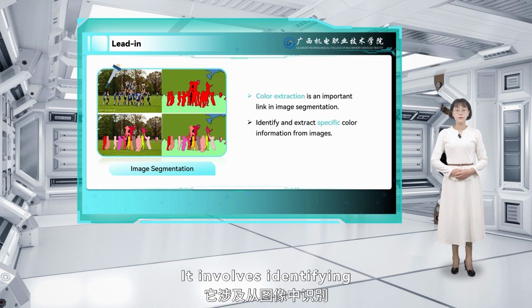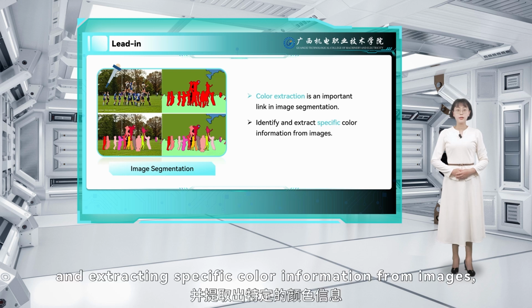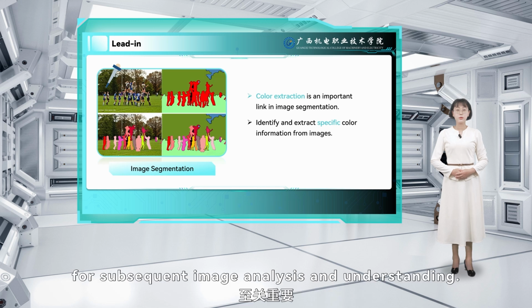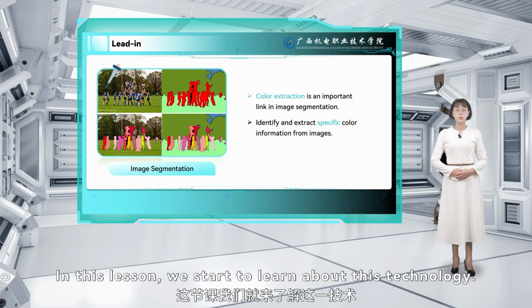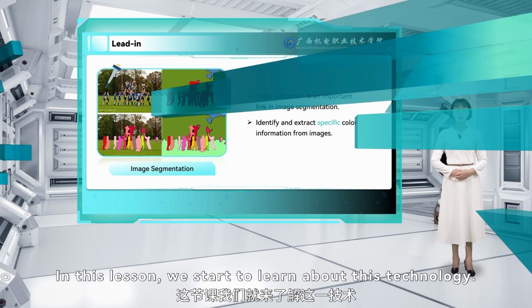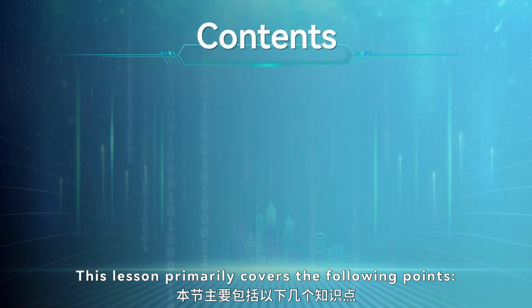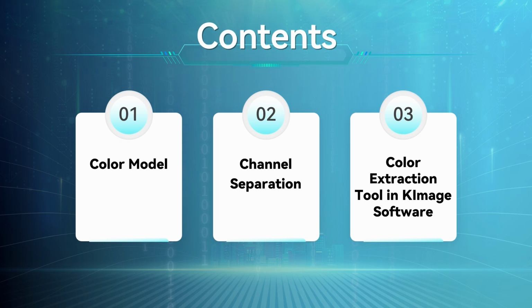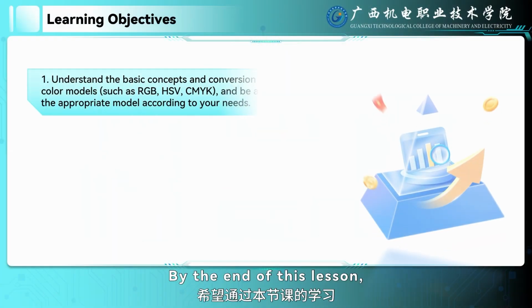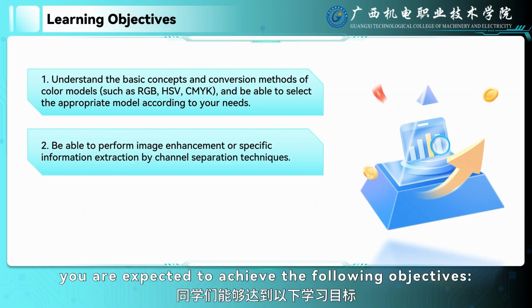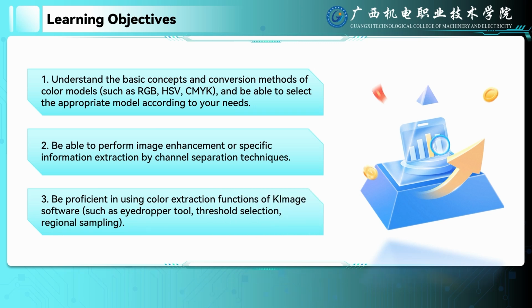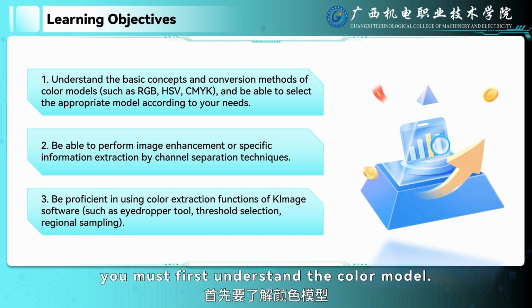It involves identifying and extracting specific color information from images, which is very important for subsequent image analysis and understanding. In this lesson, we start to learn about this technology. This lesson primarily covers the following points. By the end of this lesson, you are expected to achieve the following objectives. Before working on color extraction, you must first understand the color model.